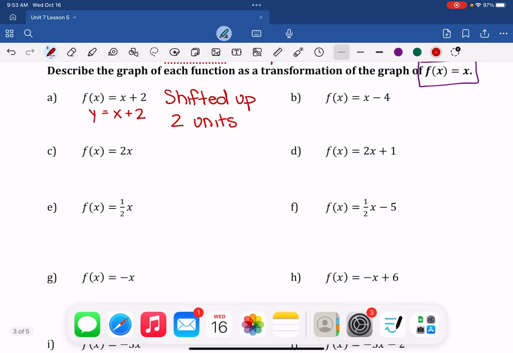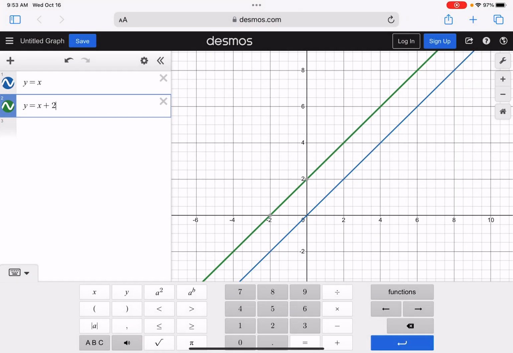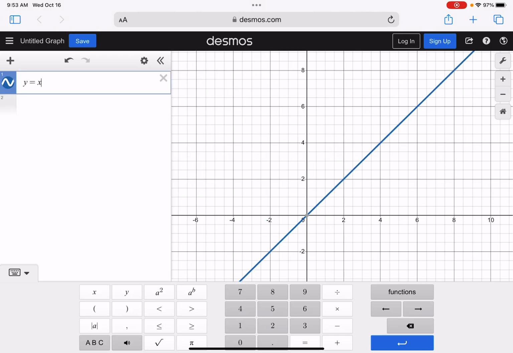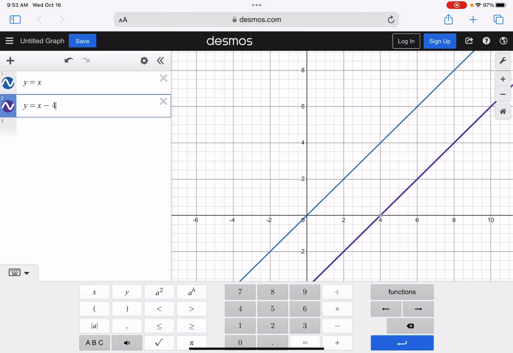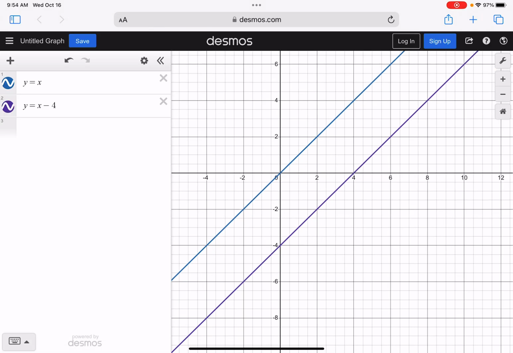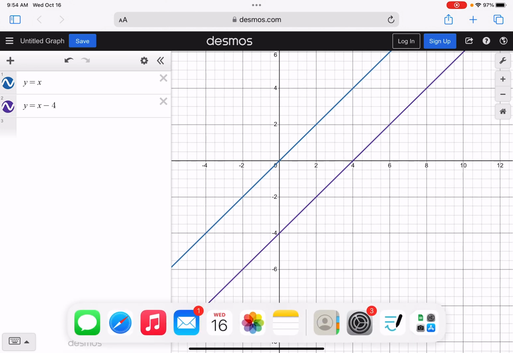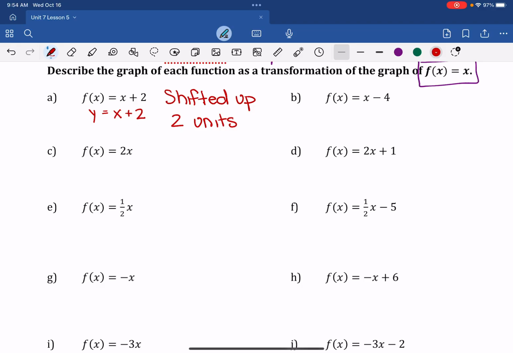Okay, now when I go back to Desmos, I'm going to clear out the function that I had, the x plus 2, by just clicking this x, and I'm going to type in my next one. So part B is y equals x minus 4. So when I compare it to my original function, the blue one, you can see that the new one has been shifted down 4 units. So on my notes, I'm going to write that it has been shifted down 4 units.